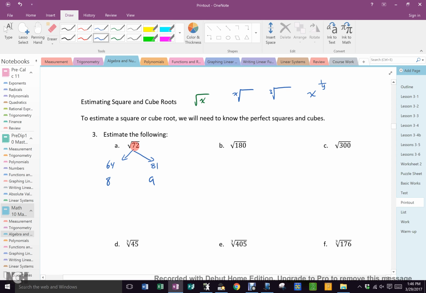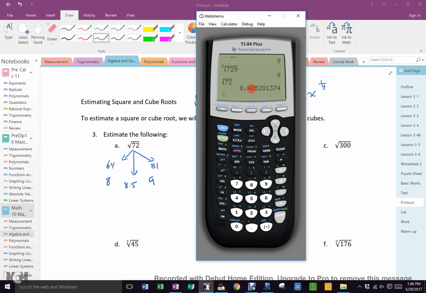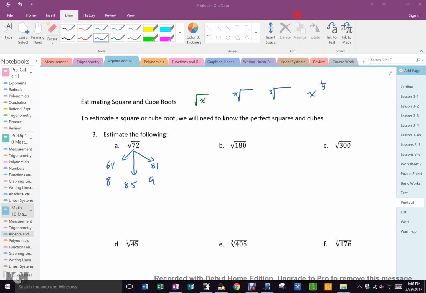9. Is 72 closer to 64, closer to 81, or right in the middle? It's right in the middle. So its square root must be right in the middle of this, right? Which would be 8.5. Agreed? Now, when you look on your calculator, you see that it is 8.48, which is pretty close to 8.5, isn't it? Everybody with me? It will be helpful to you in future math if you are good at this now.